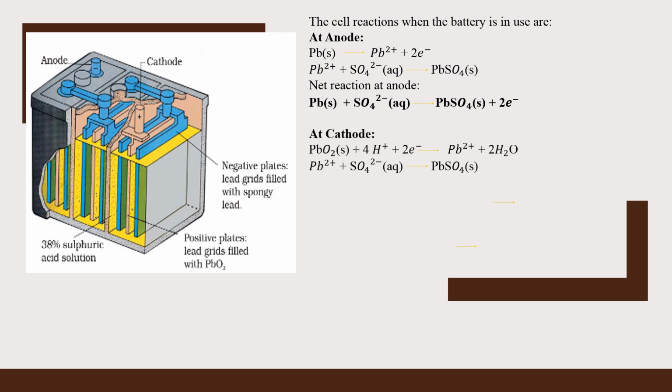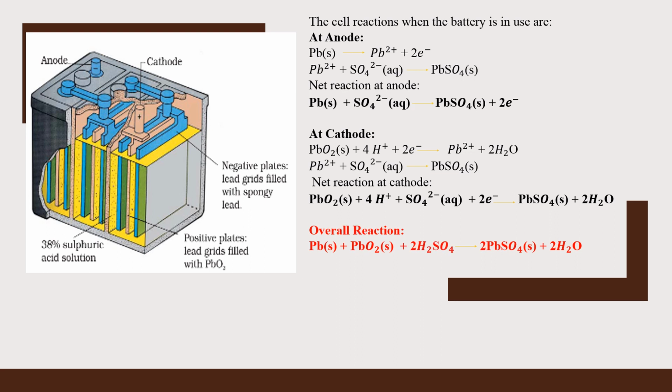Similarly, the reaction at the cathode: since the cathode is PbO2, lead dioxide, PbO2 plus 4 H+ plus 2 electrons gets converted into Pb2+ plus water. And this Pb2+ ion is released in the electrolyte and combines with the anions of sulfuric acid present in the electrolyte and forms PbSO4. So the net reaction at the cathode will be PbO2 plus 4 H+ plus SO4 2- plus 2 electrons, gain of electrons, gives PbSO4 plus water.